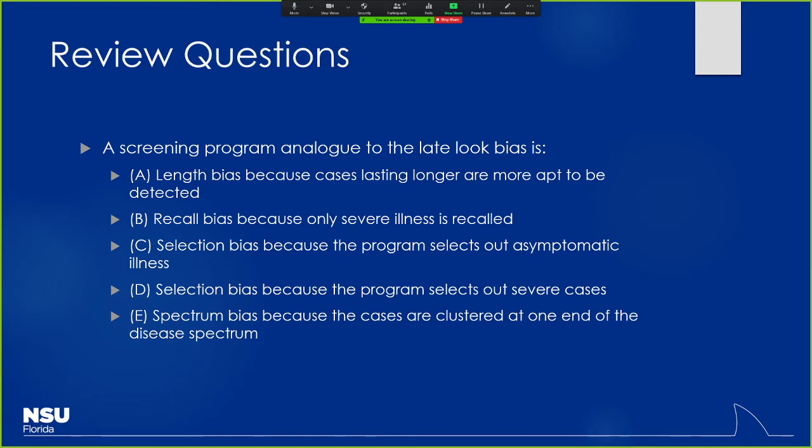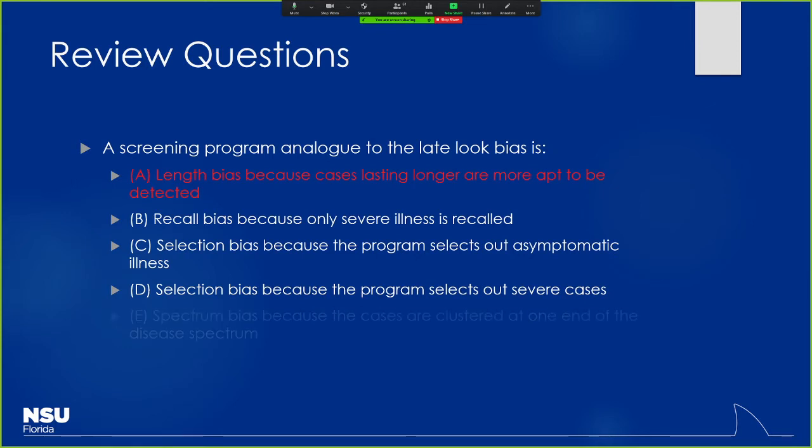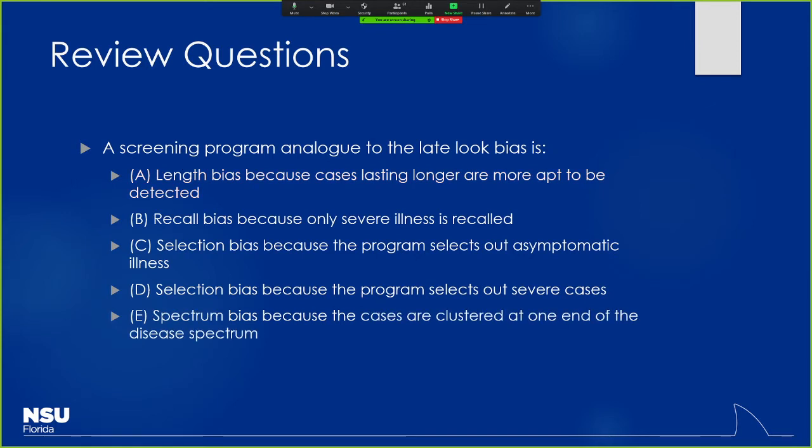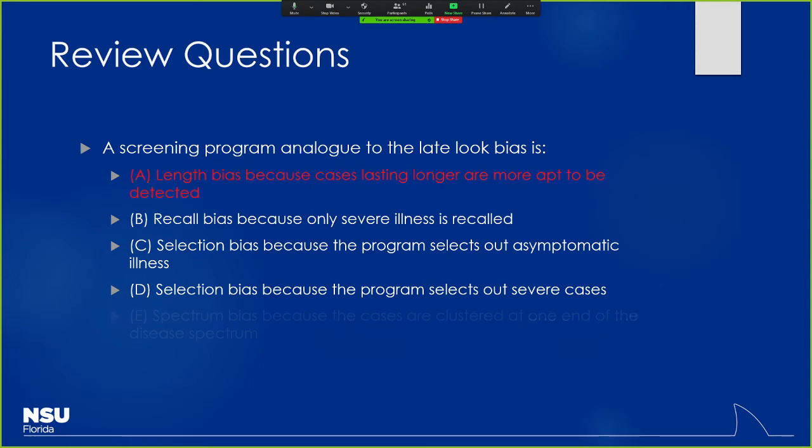In a couple of days, let's see what the answer is. I forgot to take off, I meant to remove the spectrum bias. We didn't really talk about that too much. I can mention that later if you want. Yeah, this is going to be more of a length bias thing here.